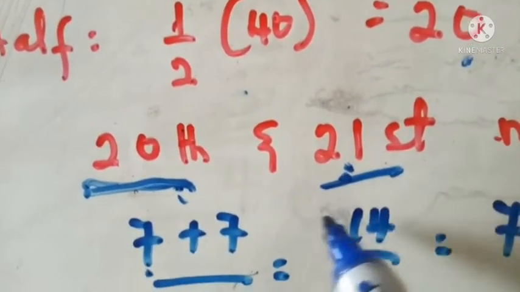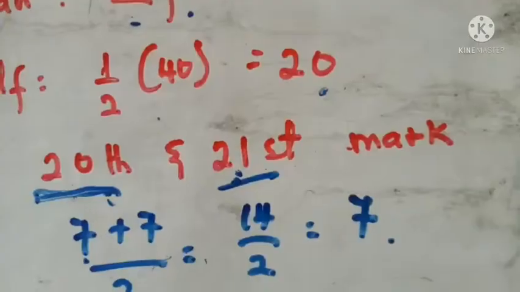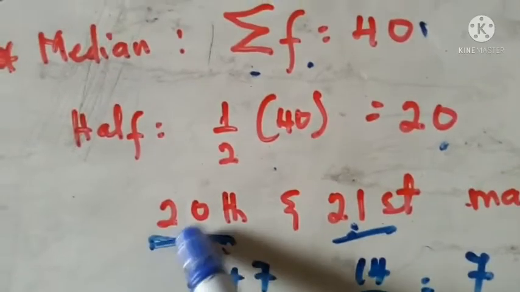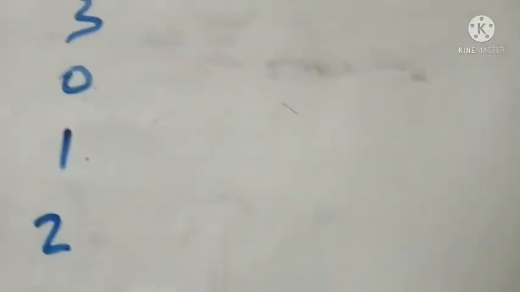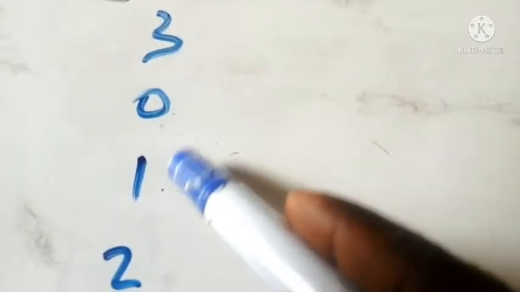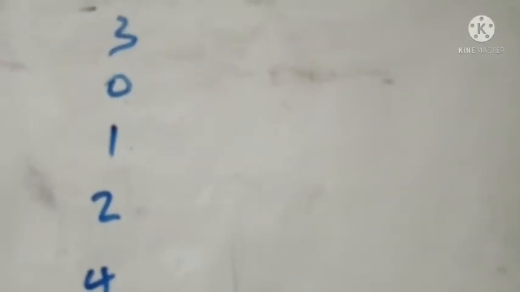They all fall on the same number, so you can add from the frequency, right? This is what I mean by adding the frequencies to get the 20th and the 21st mark here. So look at the frequency from the table. We are having this frequency. The frequency starts from 3, 0, 1, 2, 4 and so on and so forth. So we are going to add until we get the 20th and the 21st mark.